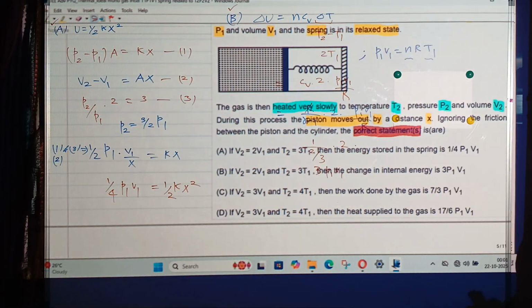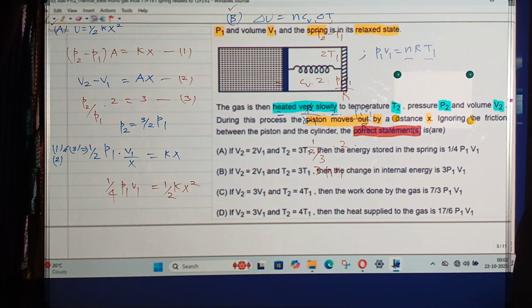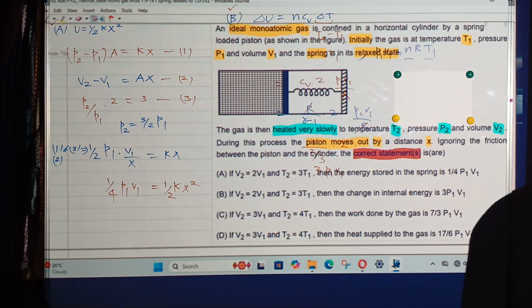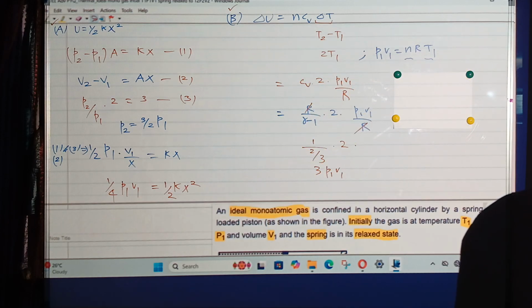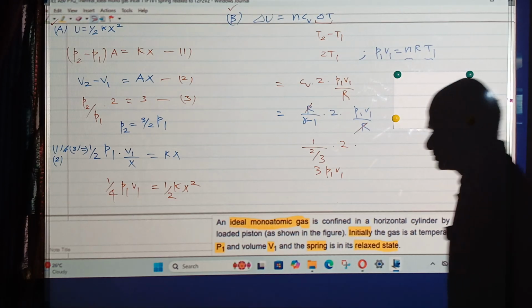For option C, volume ratio is 3, temperature ratio is 4, and we have to find the work done by the gas.